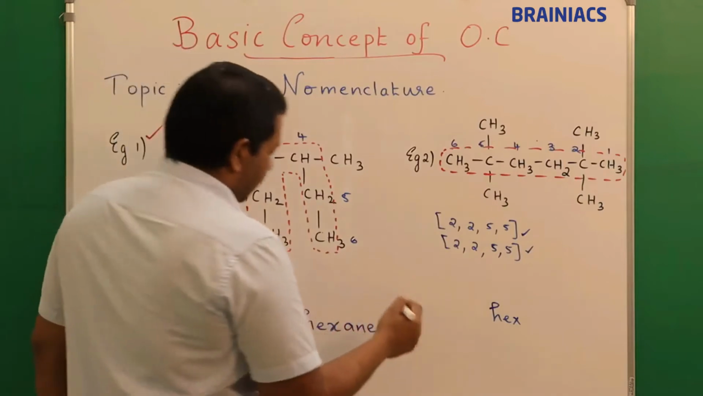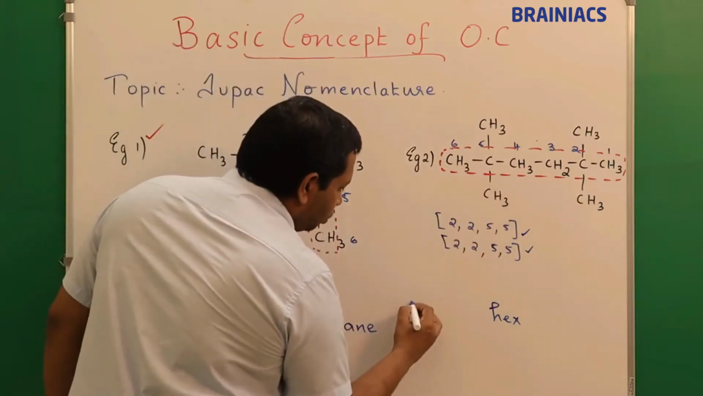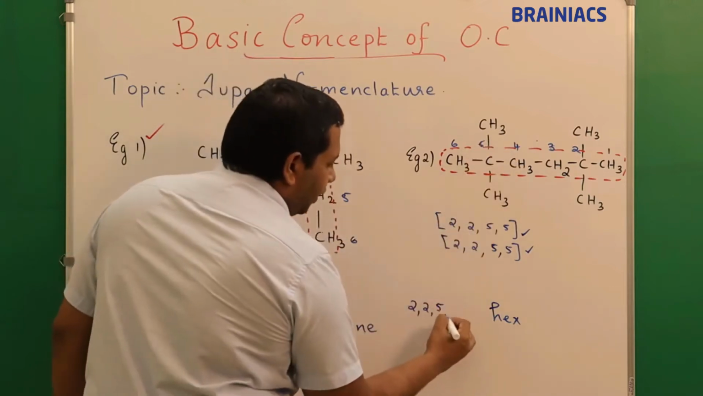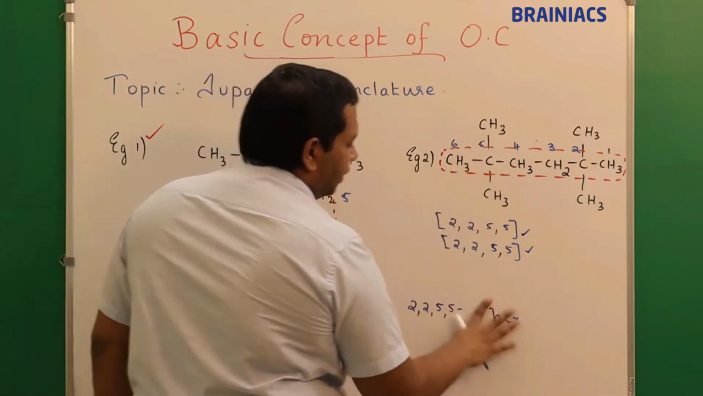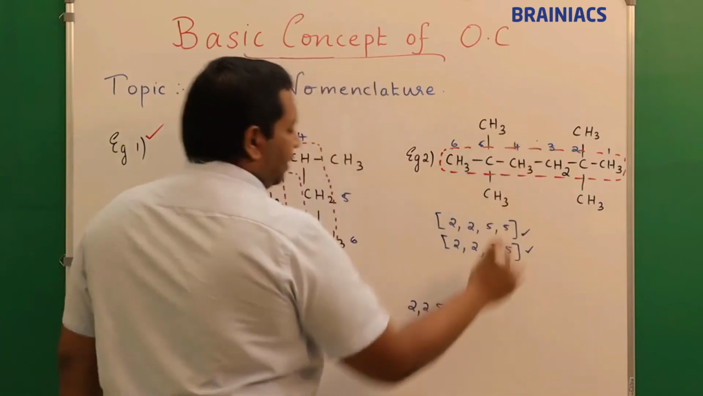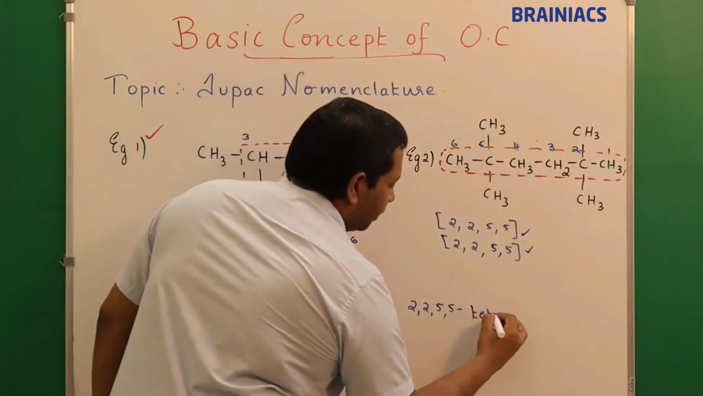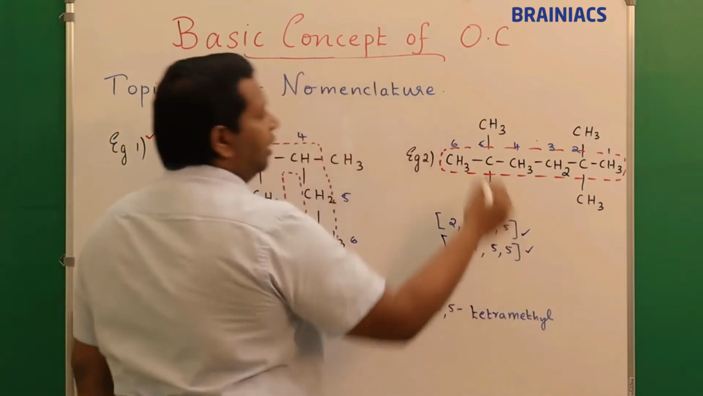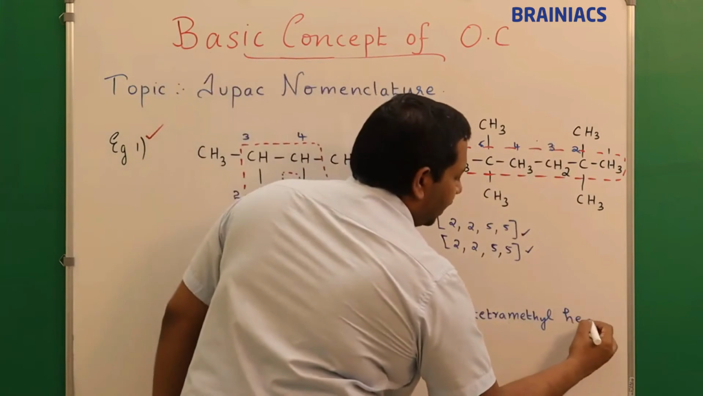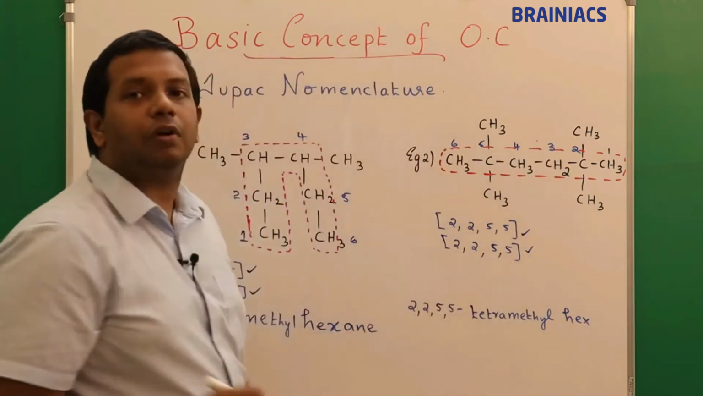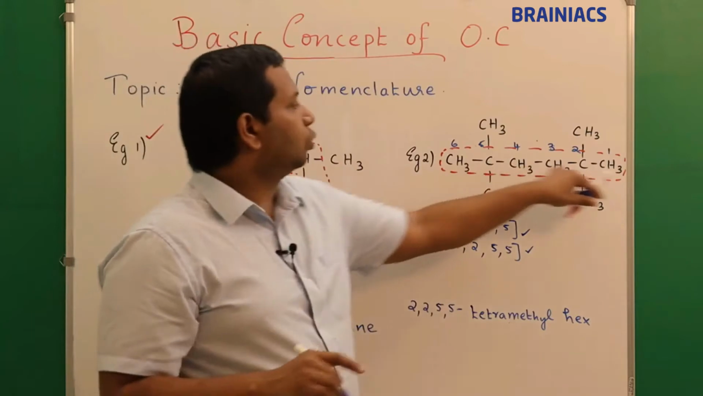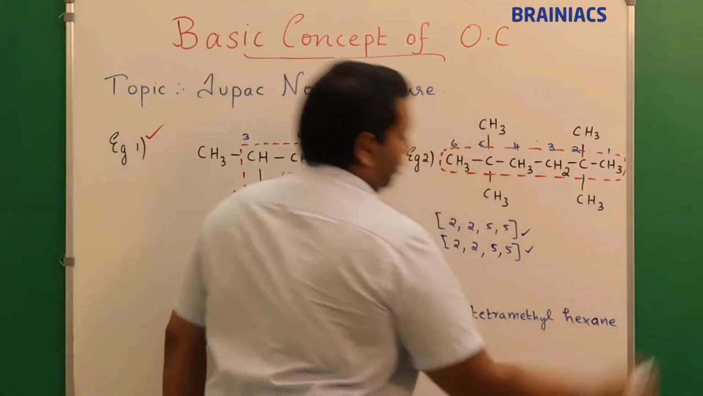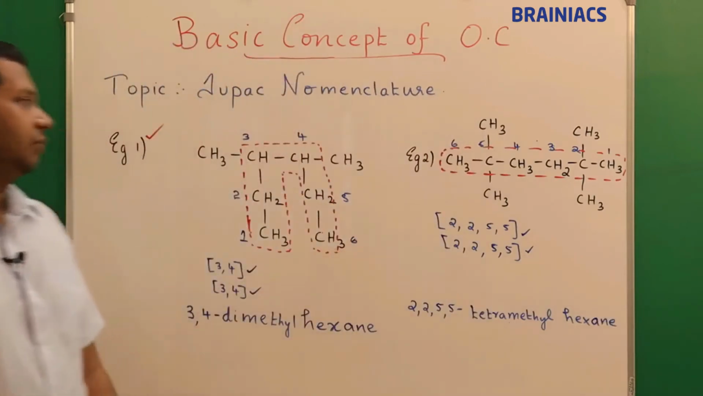So how will you write? I can write 2, 2, 5, 5. Then this should be separated by hyphen. Then what I can write? Tetramethyl, parent, we know word root is hex. Then next thing I will go for primary suffix. All are linked through single bond. So my term will be ane. So hexane. So this is the IUPAC name for the second compound.